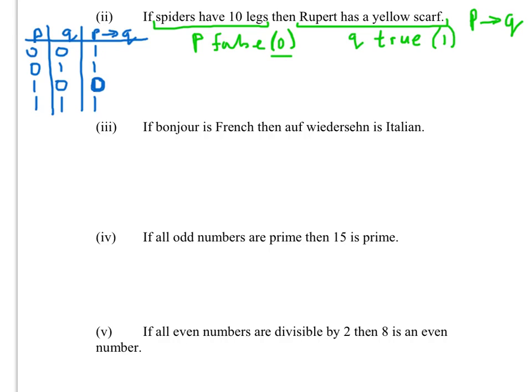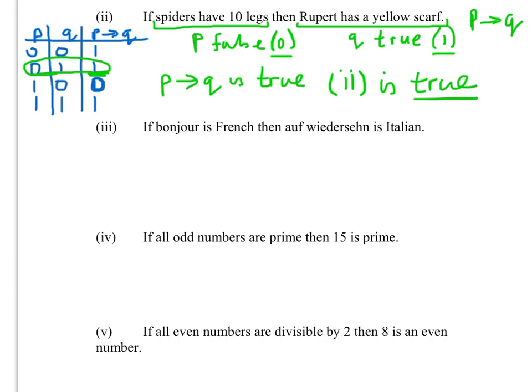So these two values form the input from my table. So if I look at my table, that's equivalent to this line here. So the output is this value here. So the solution is that P implies Q is true, or the statement written above for part 2 is true. So the answer is true.